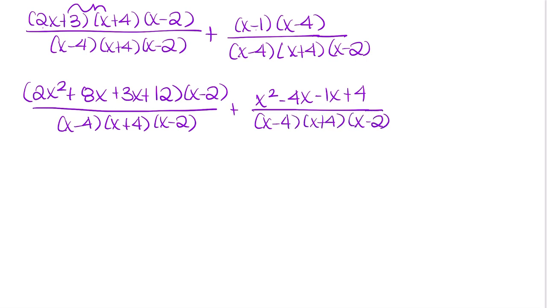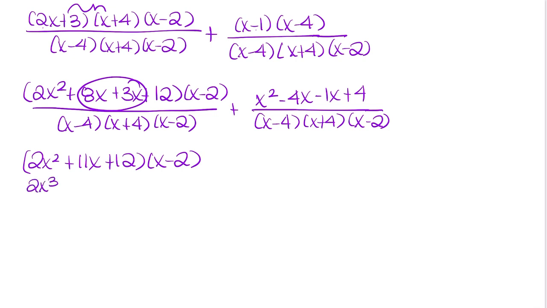So this first numerator here, I can actually combine the 8x and 3x. So I have 2x squared plus 11x plus 12, and that's still going to be multiplied by x minus 2. So when I go ahead and multiply that x minus 2, I'm going to get 2x cubed plus 11x squared plus 12x, right? I'm first multiplying by x. Now I multiply everything by minus 2. So I have minus 4x squared minus 22x minus 24. So let's combine like terms.